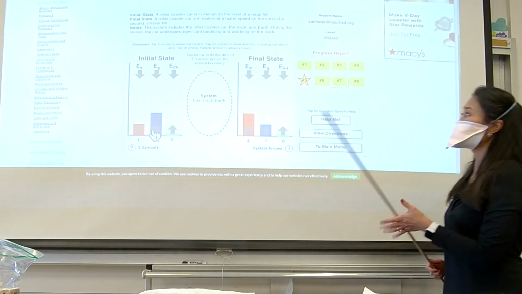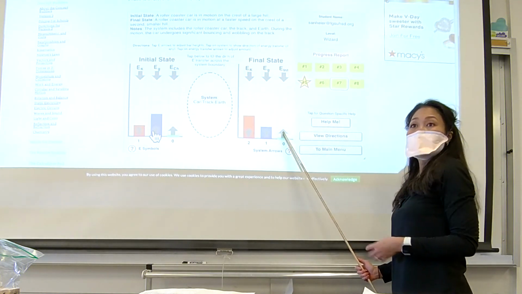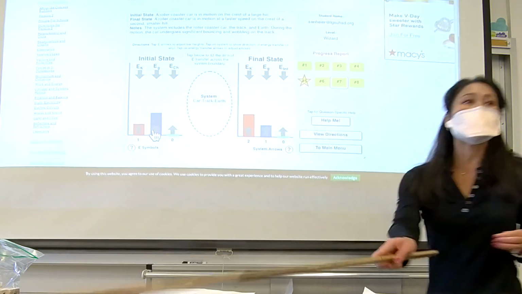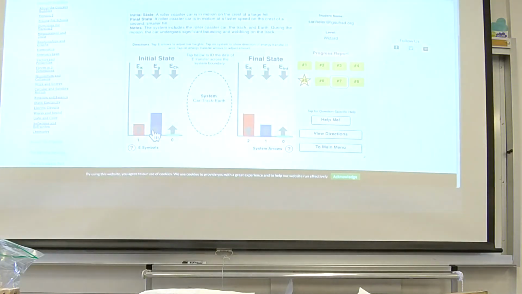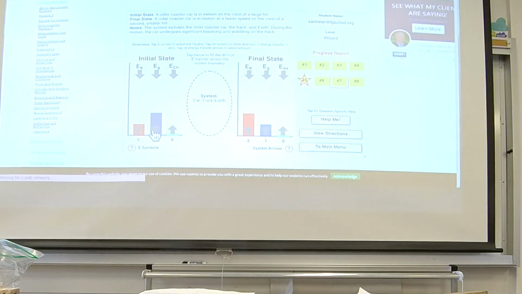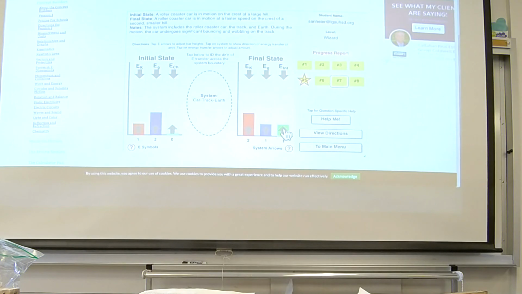Now there are 2 ways to include thermal. You can include it as the internal, but that's only if the 2 things that are bouncing together, the cart and the track, are both part of the system. Are they both part of the system? Yes. So I would include internal energy here.